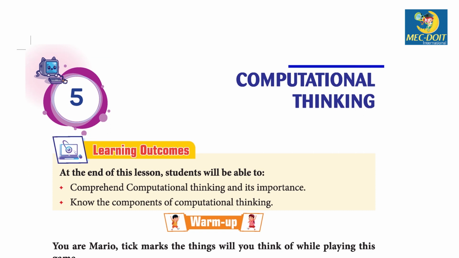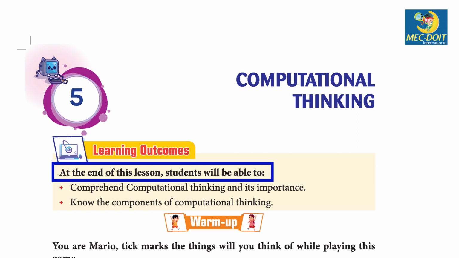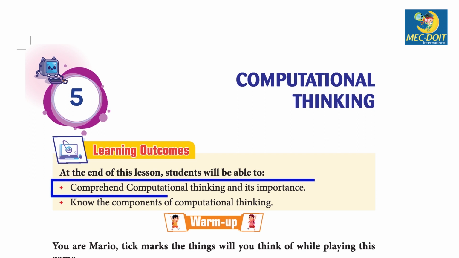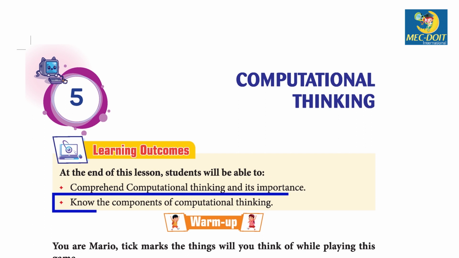Chapter 5: Computational Thinking. Learning outcomes: at the end of this lesson, students will be able to comprehend computational thinking and its importance, and know the components of computational thinking.